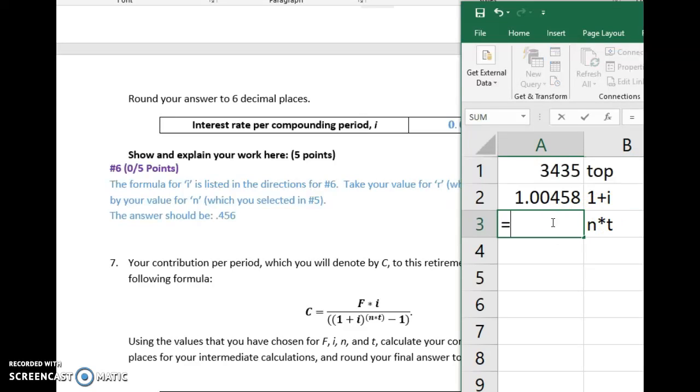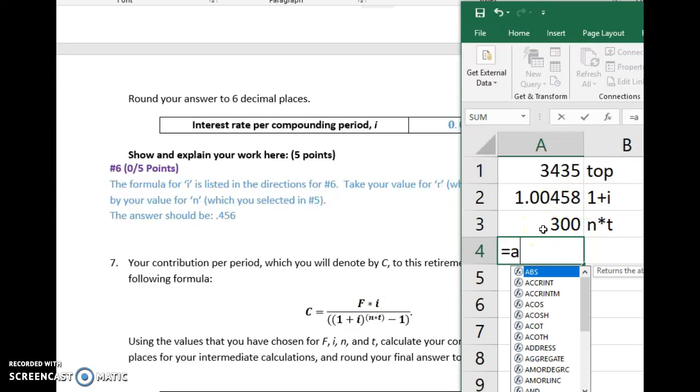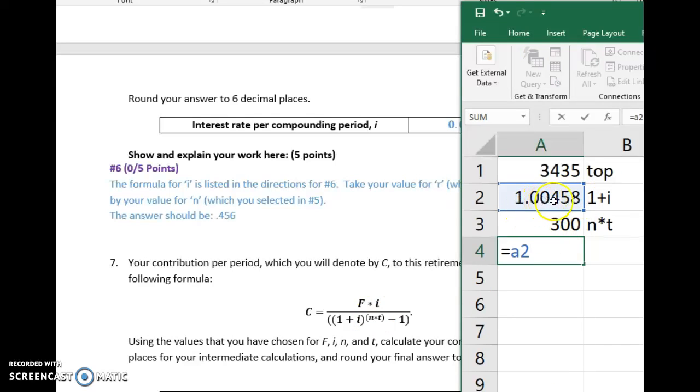And so that is going to be 25. All right, my N was 12 and my T was 25. 12 times 25, so 300. So this whole part, 1 plus I to that exponent, I can do now here. It's my answer there, 1.00458 raised to the 300th power.